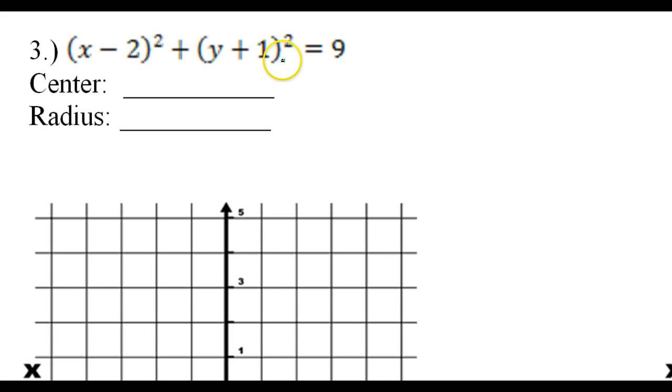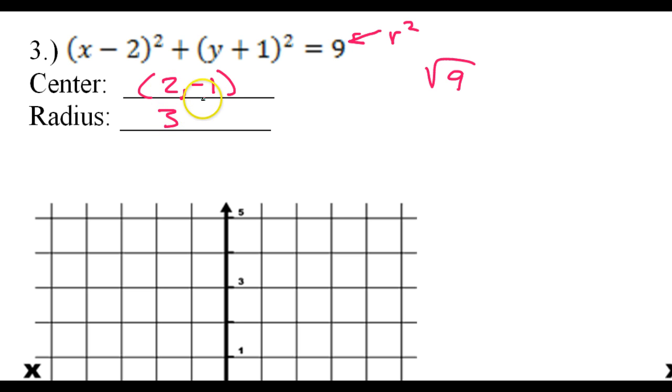Now looking at number 3, I can see the center right here. There's my h and my k. So the center is going to be (2, -1). Notice how it's sort of the opposite of these in terms of the sign. Now this is r squared, remember? So that means that the radius is 3. It's going to be the square root of the 9.